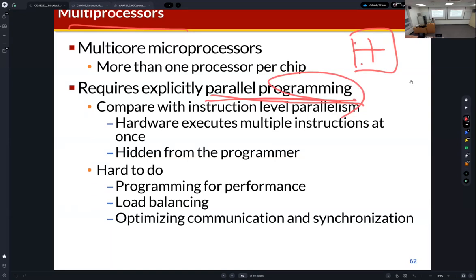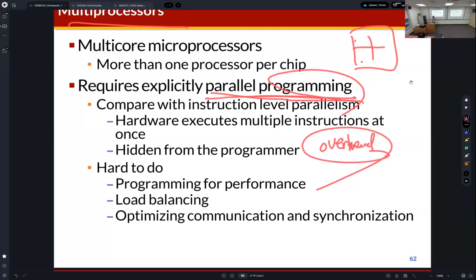Also, another issue is the overhead of multi-core architecture. So what does that mean? Think of it like this. You are doing a group project, and two workers are doing the group project, and we want to reduce the execution time for this group project.